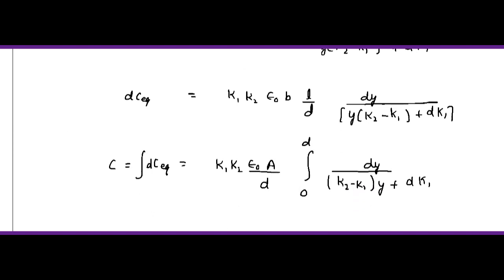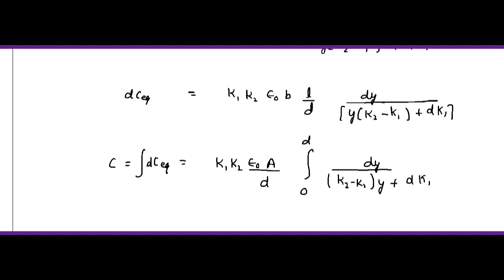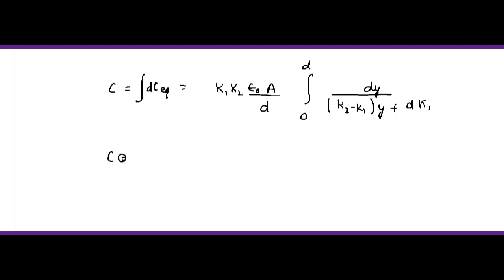So it is a simple integration, and the answer would be in terms of ln. So C would be equal to k1 k2 epsilon A divided by d. What would this integration be? It would be ln of k2 minus k1 times y plus d times k1. It is a linear function in the denominator, which is why the integration gives a log, and we put the limit from 0 to d.